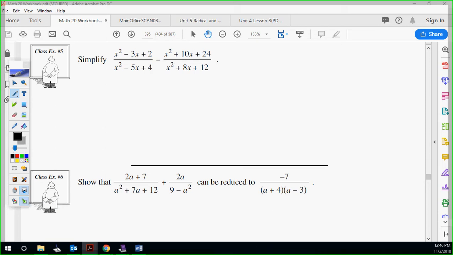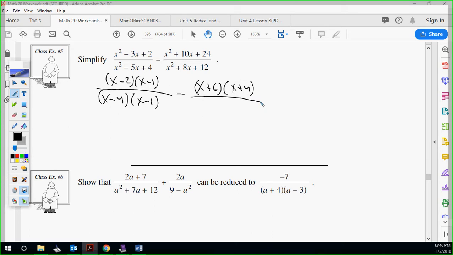So yeah, as Nolan just said, you clearly see here you got trinomial on top, trinomial on bottom. No, you can't knock the x squareds off. Okay, you can't do that stuff. So we got to factor. So I factor the top, I get x minus 2, x minus 1. I factor the bottom, I get x minus 4, x minus 1. Minus, I get x plus 6, x plus 4. When I get the bottom, I get x plus 6, x plus 2.